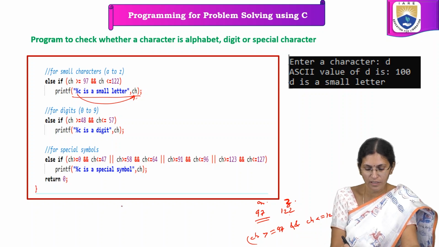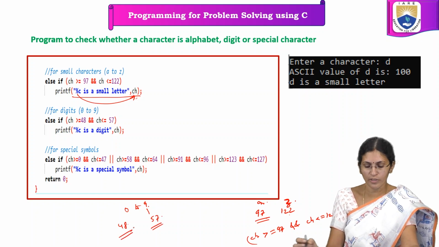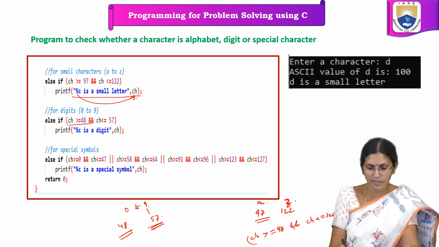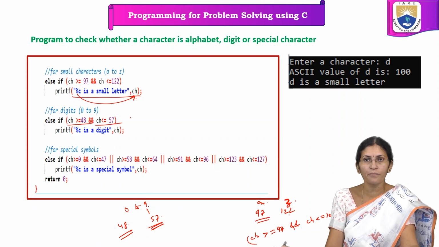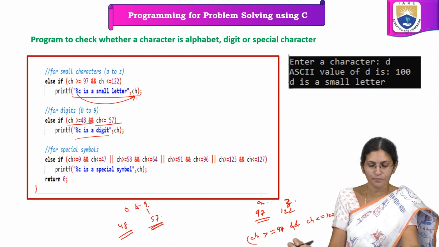For digits, if it is a digit from 0 to 9, the corresponding ASCII value is 48 for 0 and 57 for 9. So we need to check this condition. If ch is greater than or equal to 48 and ch is less than or equal to 57, then printf the corresponding character is a digit.